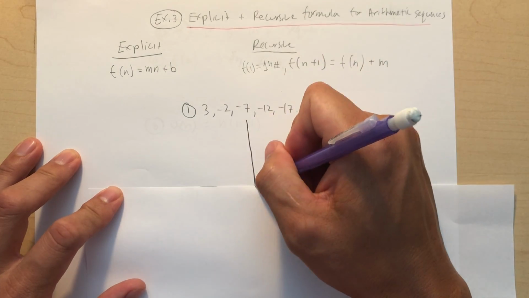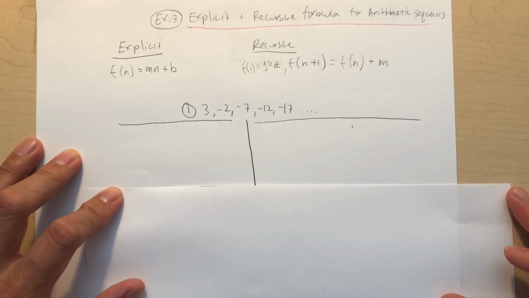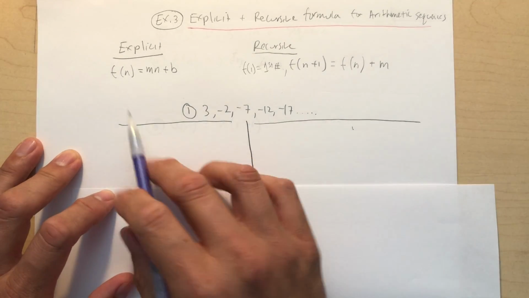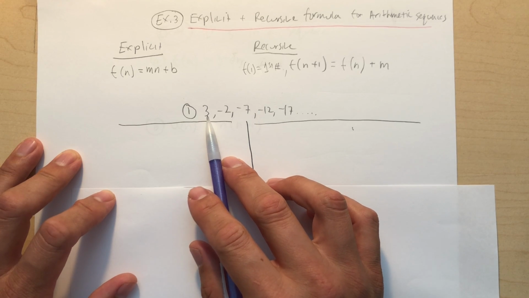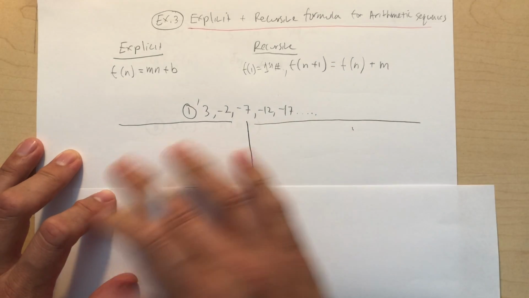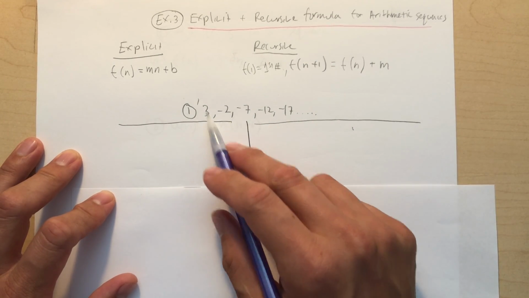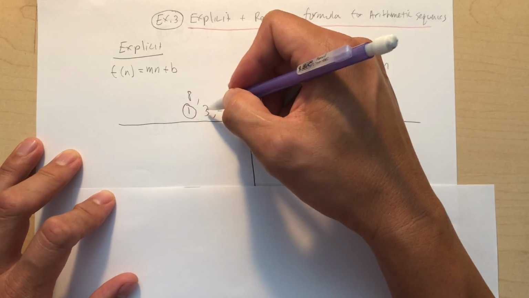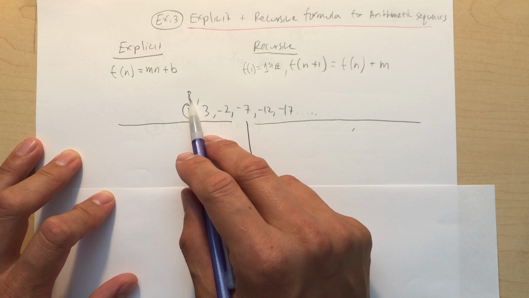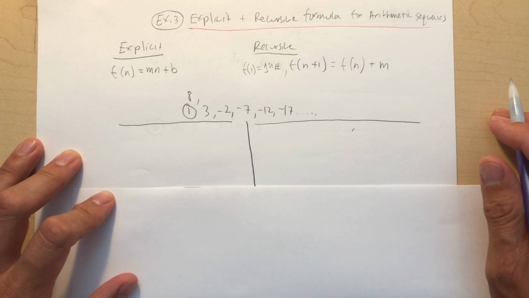I'm going to draw a line here. On this side we'll do the explicit, and on this side we'll do the recursive. It looks like you're going from 3 to -2. I always want the before number, so I like to write it on the left side. It looks like it's going down by 5, so this one has to be an 8, because it goes from 8 to 3. You see how it's going down by 5. So that is my before number. I'm going to need that later for this one here for sure.